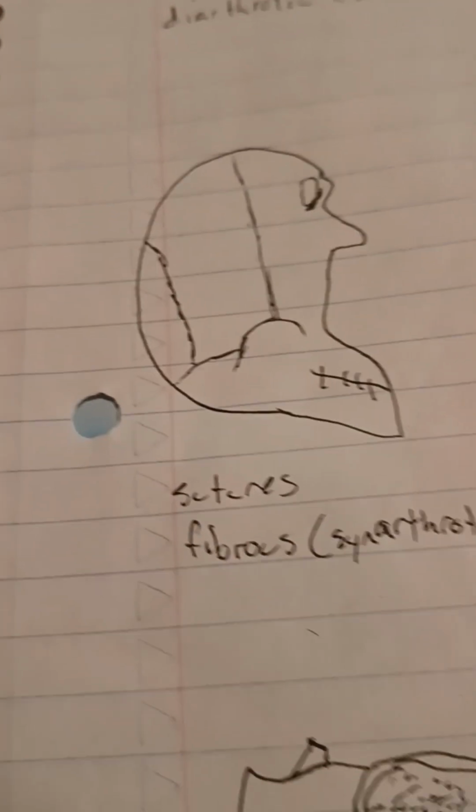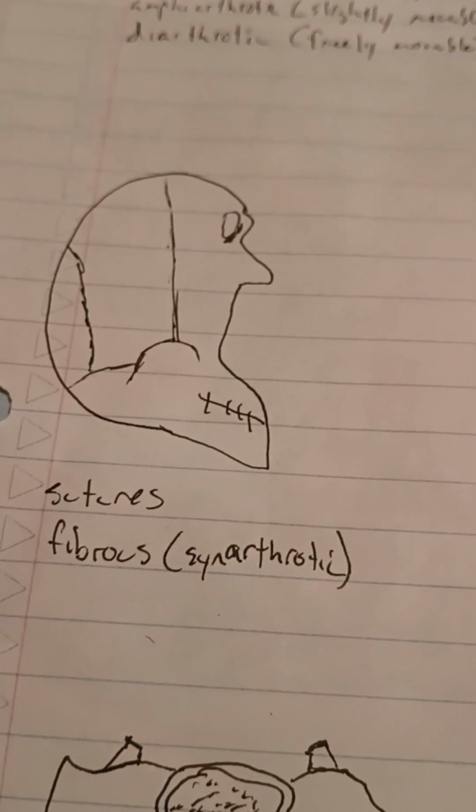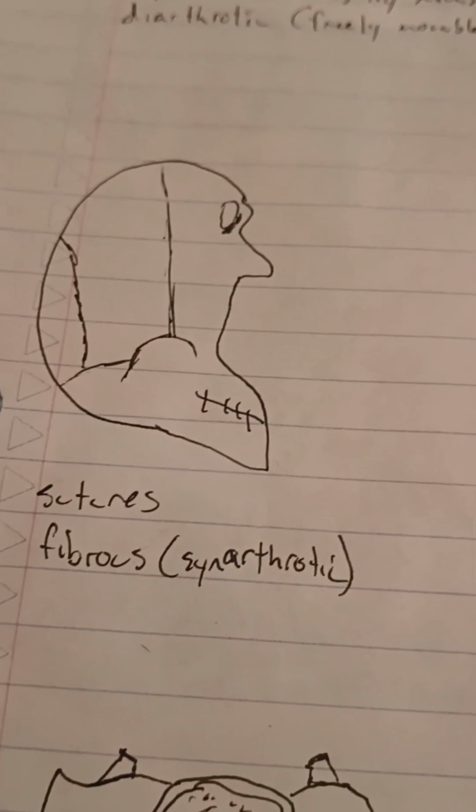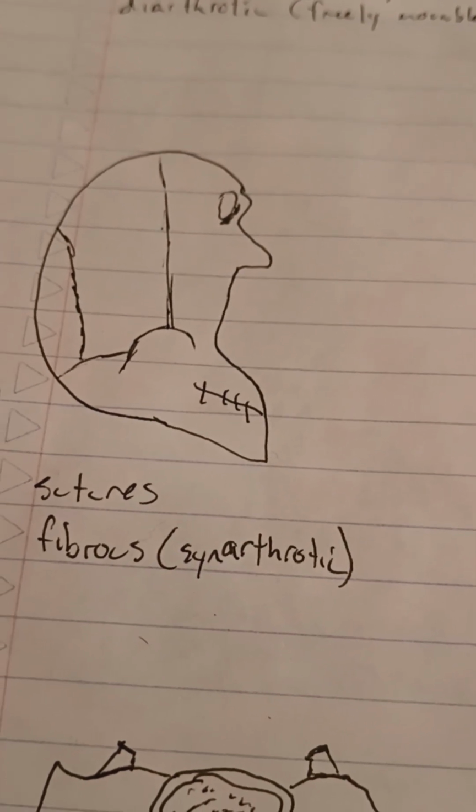Synovial is another type, and that is freely movable. The word for that is diarthrotic, and examples of that would be fingers, toes, elbows, knees, anything you can move. And my example of a synarthrotic joint are sutures. Drawings just keep getting worse.